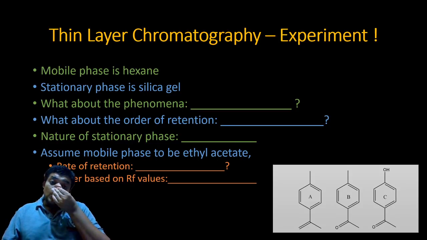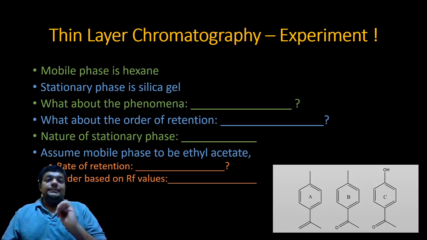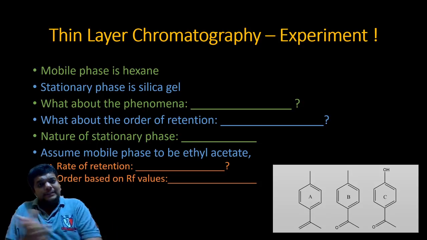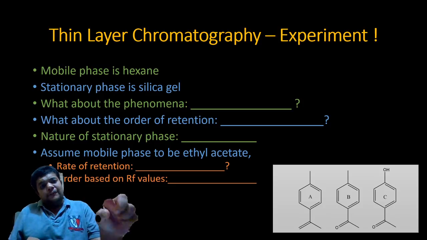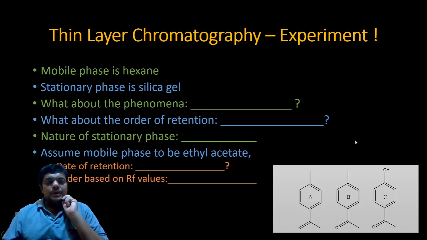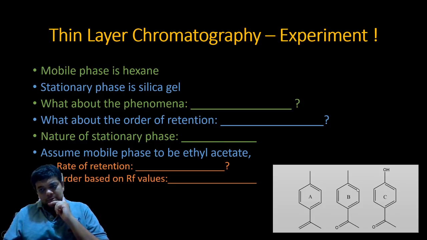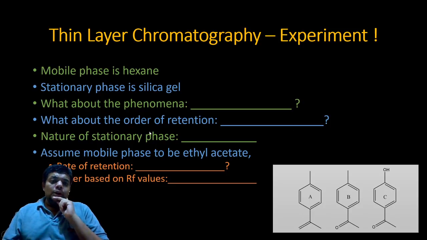Now, assume the mobile phase to be ethyl acetate. Let us skip this portion for a later stage. And now we will solve the first part over here. If we have these three compounds and we try to solve the order of retention using polar silica gel as a stationary phase and non-polar hexane as a mobile phase.